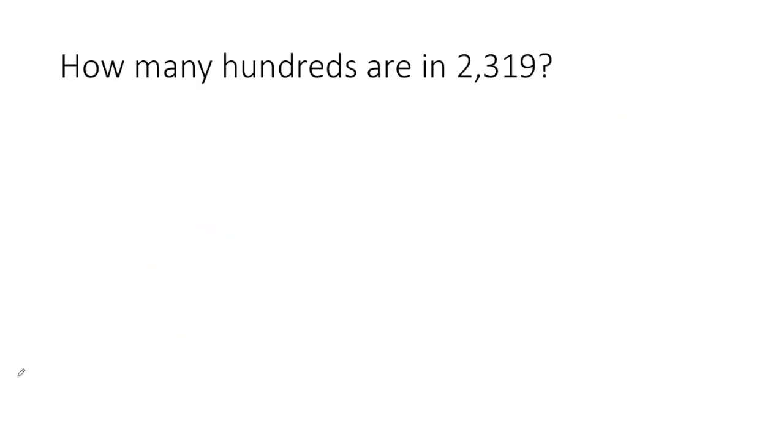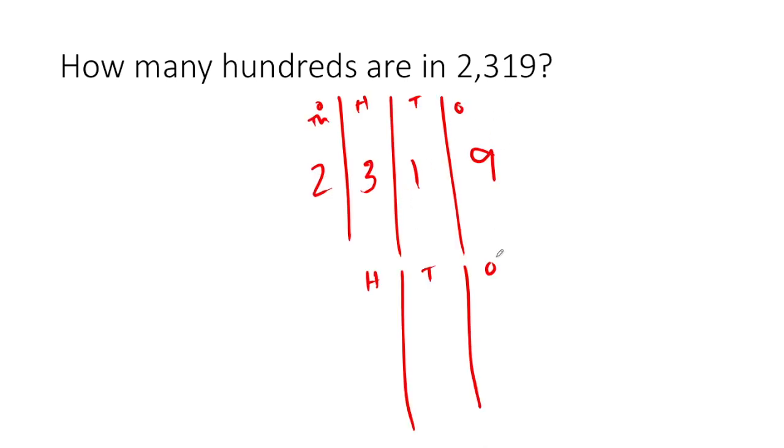Let's try one more for good luck. This time it's your turn to figure out how many hundreds are in 2,319. We know our first step is to put the number in a place value chart. Our next step is to draw a new place value chart that only goes up to the hundreds. Go ahead and drag the digits to the correct spot on this new place value chart. We bring down the 2 that was in the thousands place because it has 10 hundreds inside. With the 3 in the hundreds place makes 23 hundreds, 1 ten, and 9 ones.